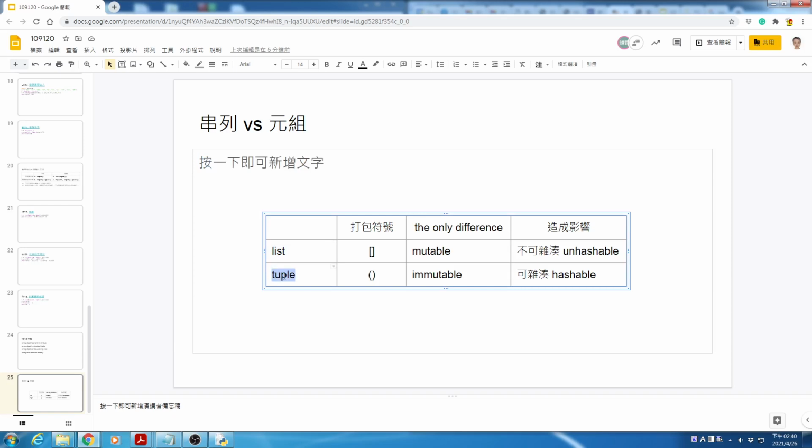And why do we need a tuple in this language at all? Don't you think that's something redundant? Something redundant means it is not necessary. It is extra.